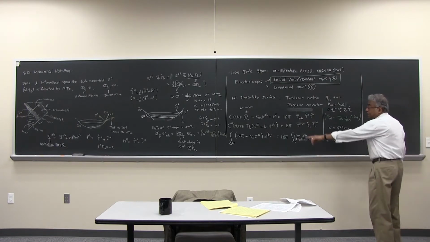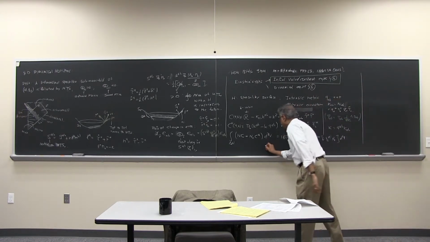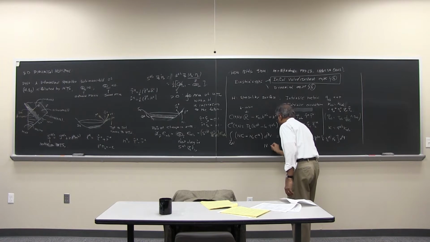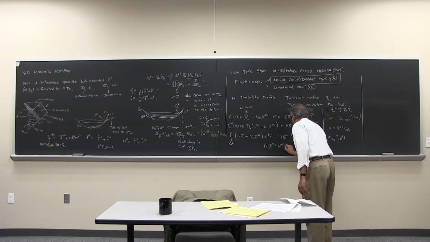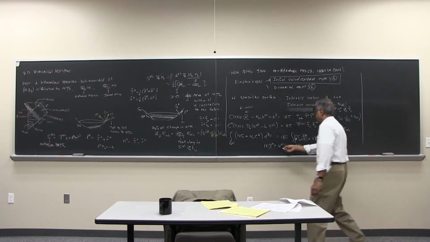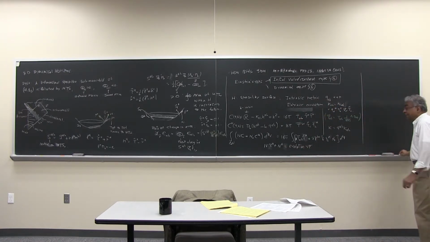Now the whole point about taking this combination is that if you take n plus n times tau A plus n A times plus n A, this vector field is your evolution vector field. This is what is giving you the time evolution.